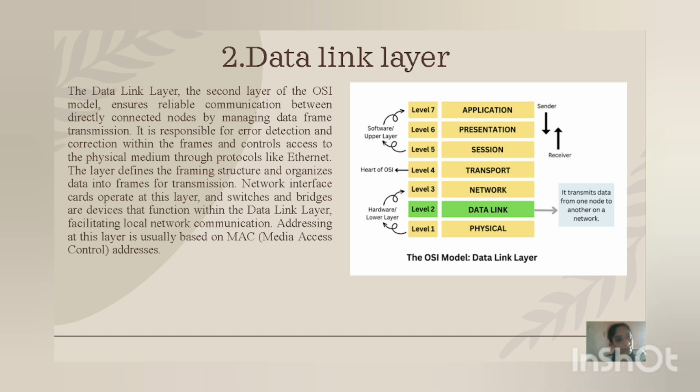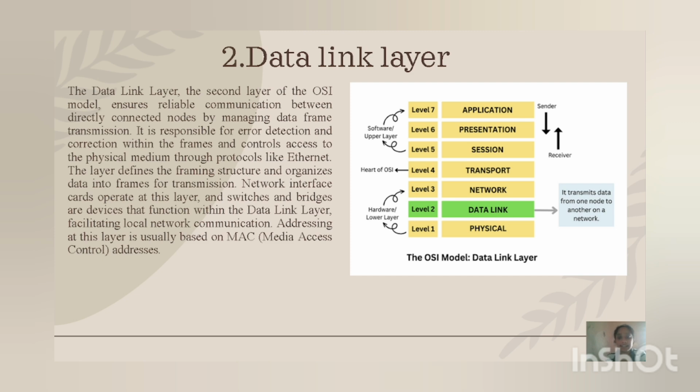It is responsible for error detection and correction within the frames and controls access to the physical medium through protocols like Ethernet. The layer defines the framing structure and organizes data into frames for transmission. Network interface cards operate at this layer, and switches and bridges are devices that function within the data link layer, facilitating local network communication. Addressing at this layer is usually based on MAC, media access control addresses.